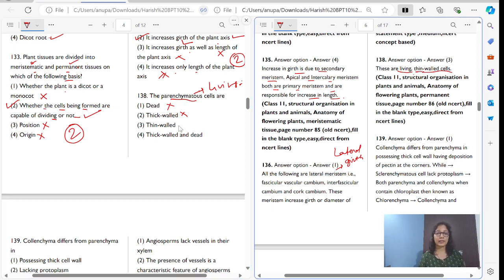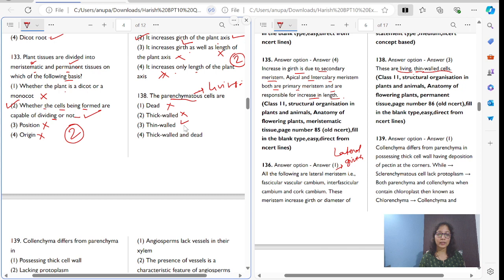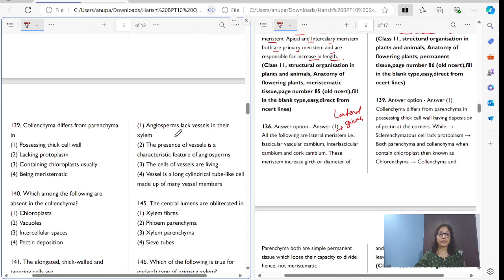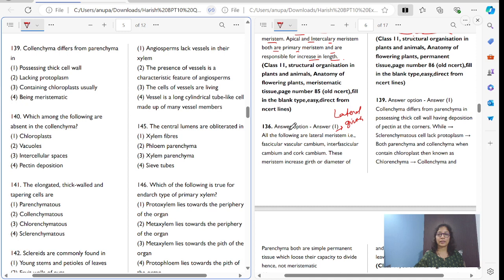The second option is also wrong. They are not thick-walled. They are in fact thin-walled. And the third option is thin-walled. Yes, this is the correct option. And the fourth is thick-walled and dead. No, they are thick-walled but they are not dead. So the correct option for this question will be option number 3, thin-walled. Now let's move to the next question, that is question number 139.